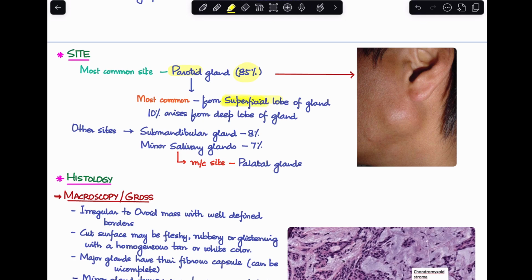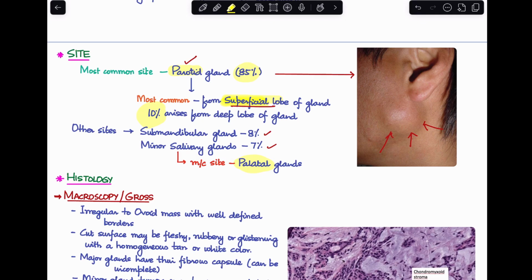Only 10% has been seen to be arising from the deep lobe of the gland. So our most common gland is parotid, and within parotid it is the superficial lobe. Other sites are the submandibular gland in 8% of cases and minor salivary glands in 7% of cases. This image is a parotid pleomorphic adenoma that we can see in the angle of the jaw. Amongst minor salivary glands, the most common site to involve is the palatal glands.